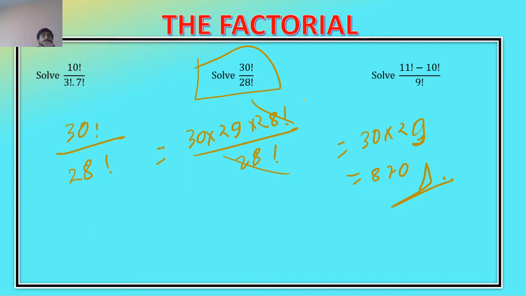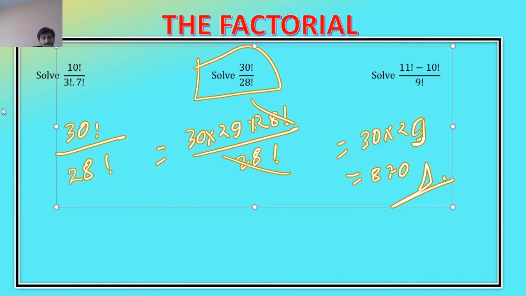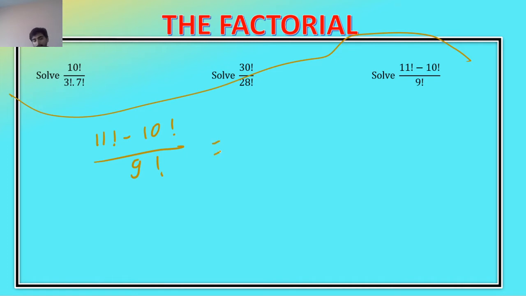Same way, if I ask you to solve this problem, the third one, you can solve it the same way. So here what we can do in this question: what you have is 11 factorial minus 10 factorial by 9 factorial, right? So this becomes 11 into 10 into 9 factorial minus 10 into 9 factorial, divided by 9 factorial, right?